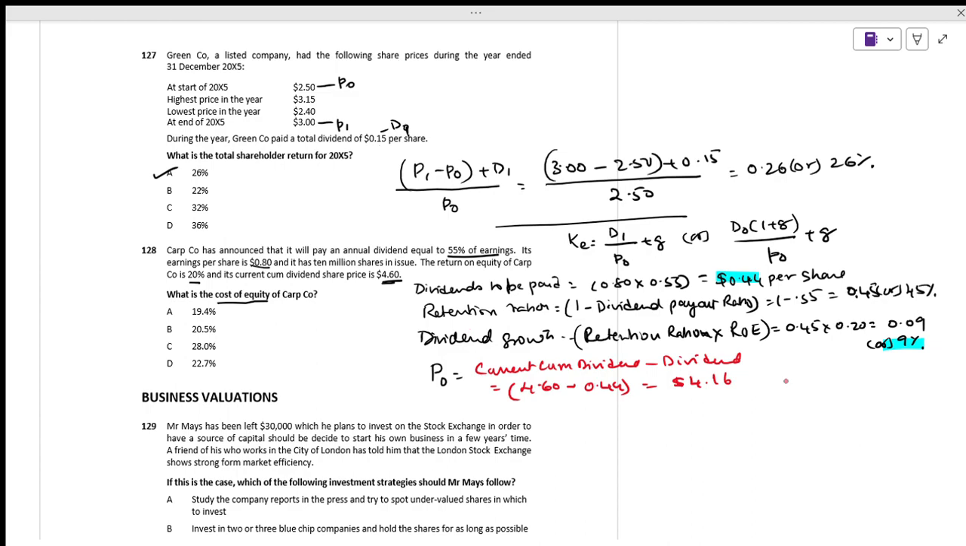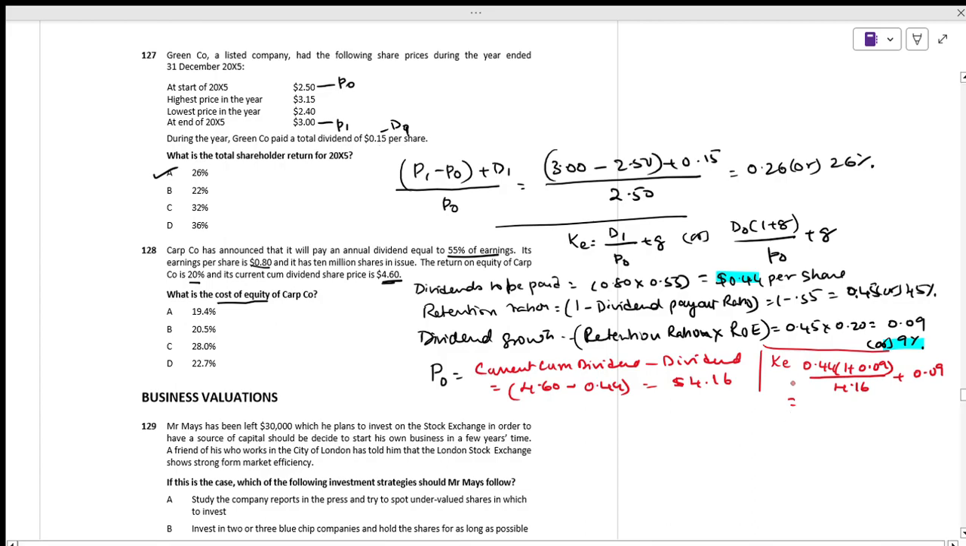Now you apply the formula. KE equals how much? Dividends is 0.44, times 1 plus 0.09, divided by 4.16, plus 0.09. If you take that into consideration, it comes to how much? 0.44 times 1.09 is 0.4796, divided by 4.16, plus 0.09. It comes to 0.2052 or 20.52%. That is the answer.